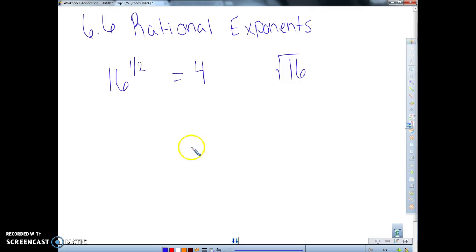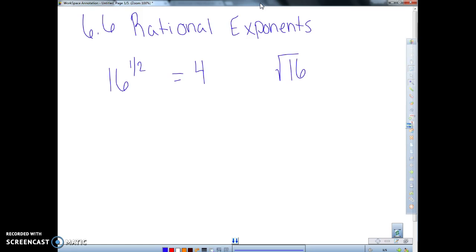Today we're going to do 6.6 rational exponents. What I want you to do is grab your calculator, and it can be a graphing calculator, it can be a regular calculator, it just needs to be a scientific one. And I want you to type in 16, and then hit the caret button, and then put 1/2. When you hit equal, it tells you the answer is 4. 16 to the 1/2 power is the same thing as taking the square root of 16.